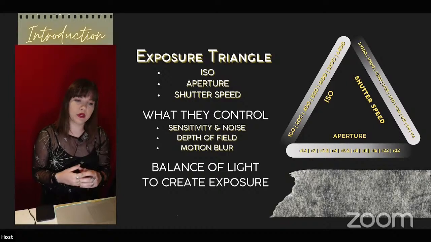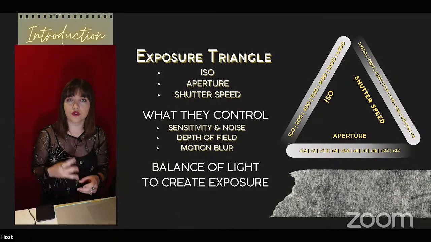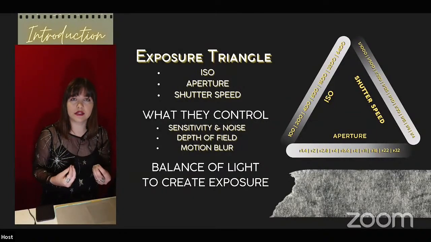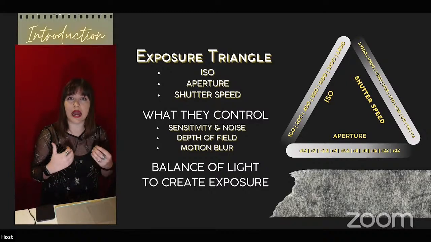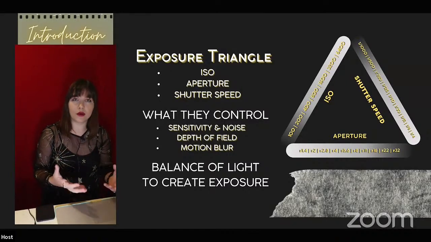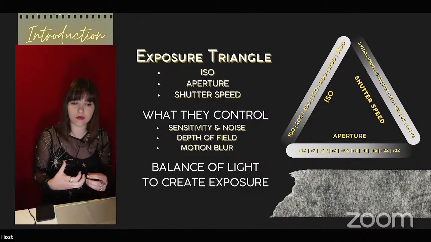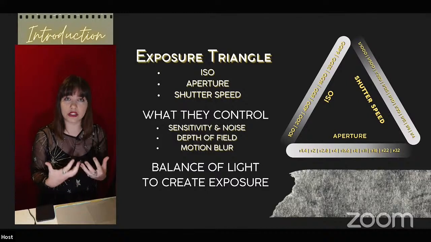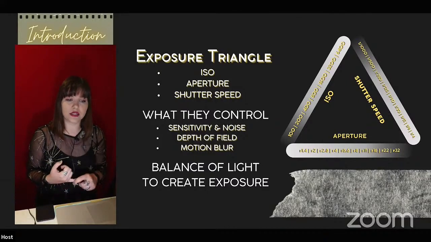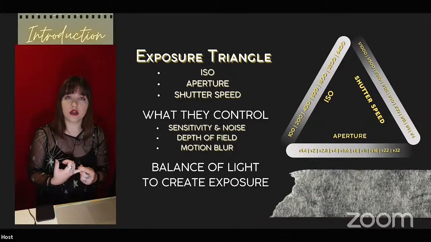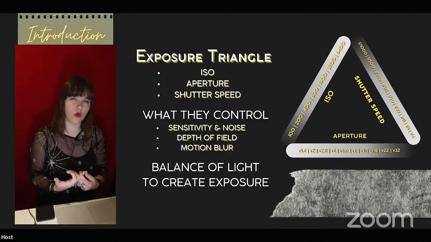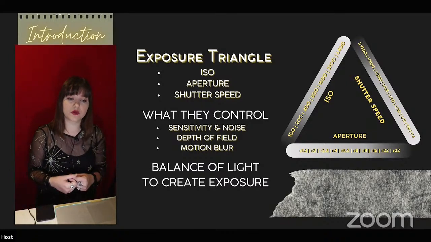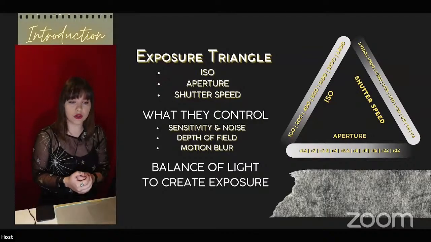I'm going to go over ISO, aperture, and shutter speed. Those are the three parts of the exposure triangle. And they work together to balance your exposure, which in layman's terms is how much light is coming in, or how much light you're blocking in your camera. They all have secondary controls as well. They don't just control how much light is coming in and out. So ISO also controls your sensitivity to light and the noise or grain in a picture. Aperture really affects depth of field, and shutter speed controls how motion is portrayed in your image.